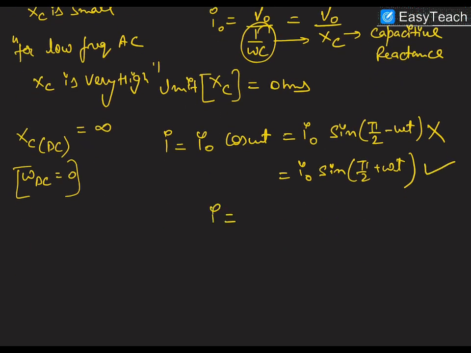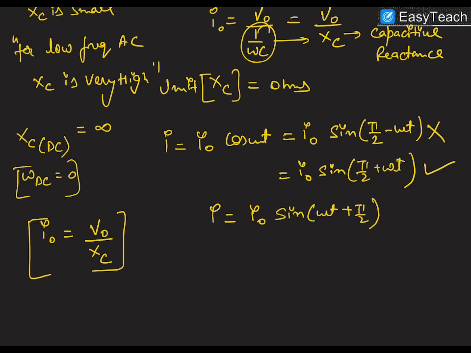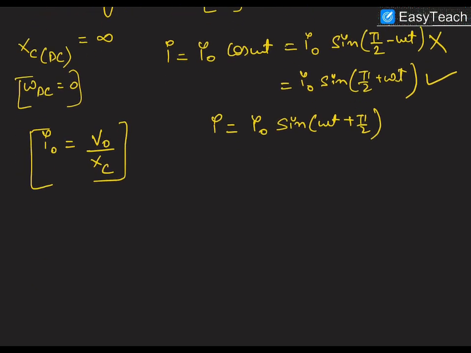So I will be written as I naught, where we have already written I naught was the peak value of voltage V naught upon capacitive reactance. So I is equal to I naught sin(omega t plus pi by 2). This is the main thing in AC, that you have to remember all the phases, that is, what is the phase difference between the current and voltage in a pure resistive circuit, in a pure capacitive circuit, and in a pure inductive circuit, which we will be studying in the next video.